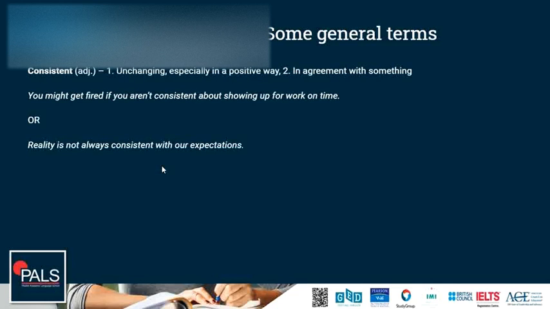Consistent. Consistent has two meanings. The first meaning is unchanging, especially in a positive way. Second, in agreement with something. You might get fired if you aren't consistent about showing up for your work on time, or reality is not always consistent with our expectations. That's a quite important adjective, which will probably be in quite a lot of paragraphs in the science exam. Definitely can show up, so it's good to know what this word means.